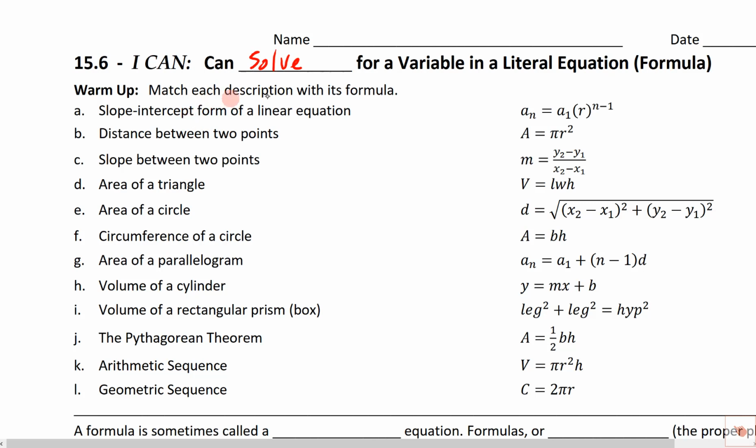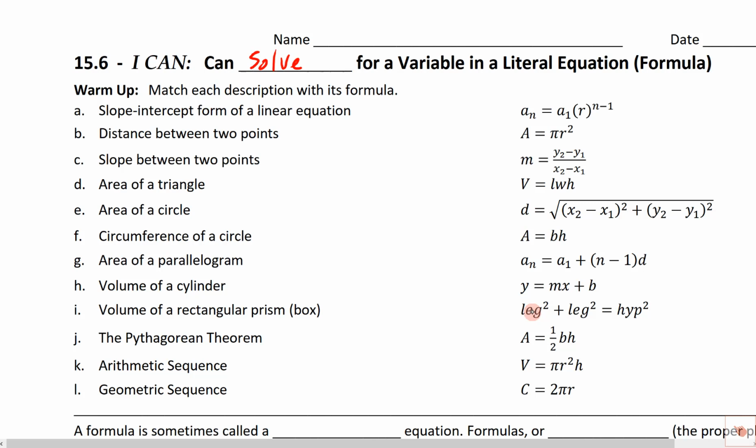The warm-up says match each description with its formula. So what I'm going to do is read over here on the left side, and then we're going to take a look at the right side and see if we can figure out which one it is. What I'm hoping is when you read it and when we talk about this, you automatically have these formulas come to mind because we've used all of these before. They should be things that you're very familiar with and know just off the top of your head.